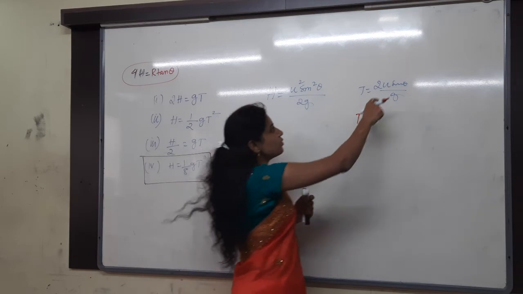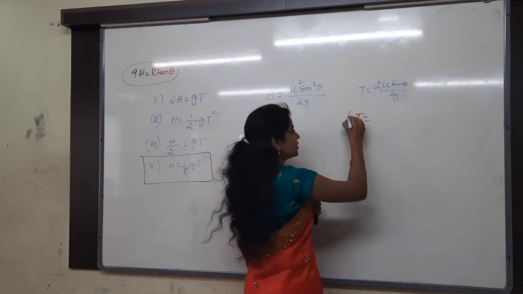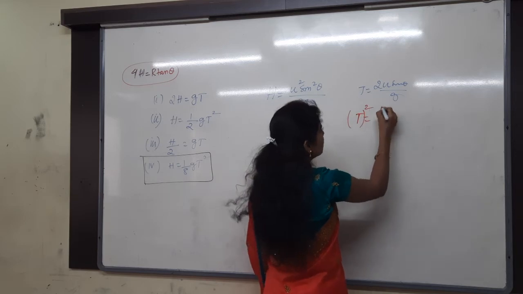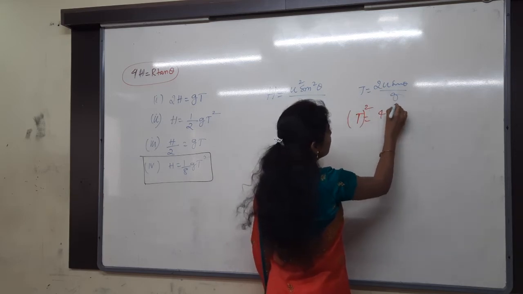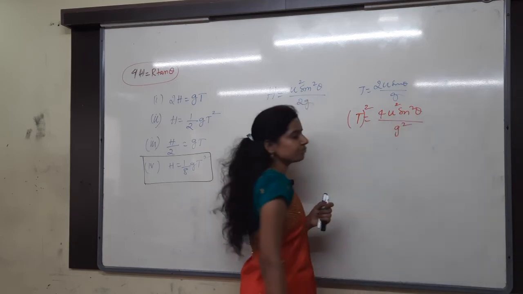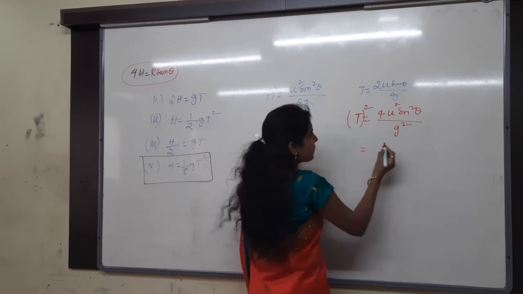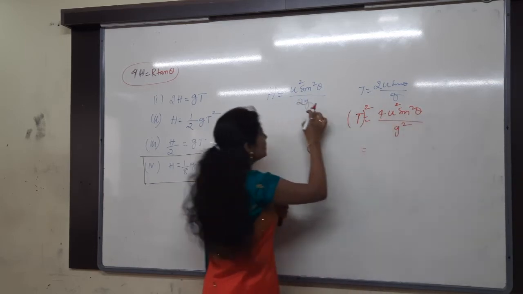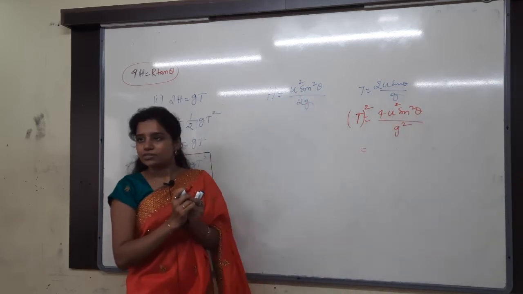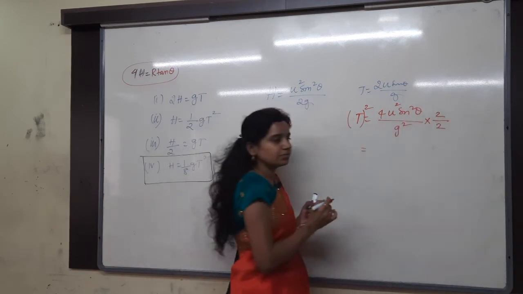But here for us only u sin theta is there. So what you have to do? Square on both the sides. I will square on both the sides. So this will be how much? 4u square sin square theta by g square. Then here u square sin square theta by 2g is the formula for us. For that what you have to do? You have to multiply and then divide with 2.